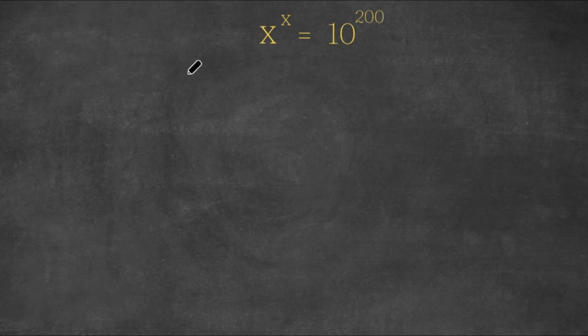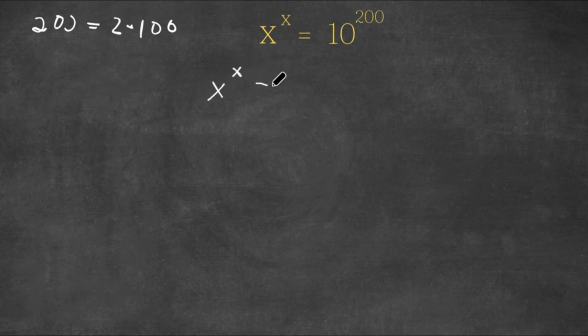In today's video, I'm going to be teaching you guys how to solve this exponential equation. So we have x to the power of x is equal to 10 to the power of 200. Now 200 is equal to 2 times 100, so I'm going to replace 200 with 2 times 100. So now we have x to the power of x is equal to 10 to the power of 2 times 100.